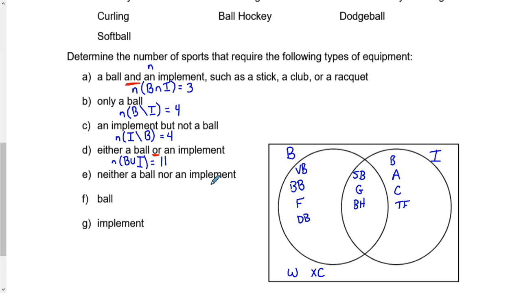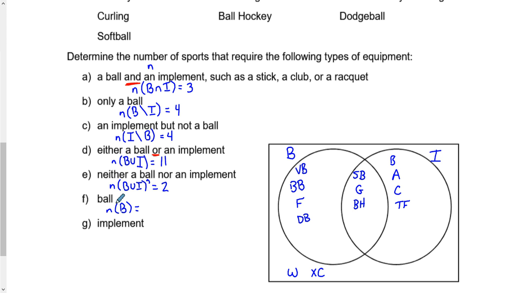Neither a ball nor an implement. I was going to use some terminology that we used before. So ball or an implement, but it uses the complement. It uses that apostrophe. So it's saying something that doesn't use a ball or an implement. That's 2. That's just wrestling and cross country. How many are in? And then 2 last things.